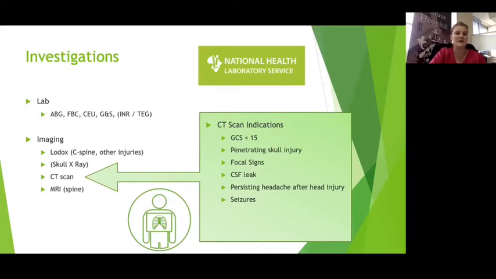Then an MRI is really useful to see if there is a mass lesion that you need to evacuate. But it has no real place in the acute setting for routine assessment of spine injuries.